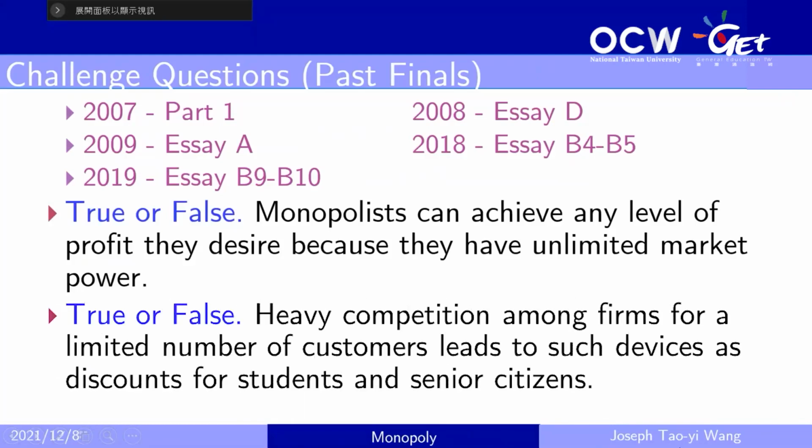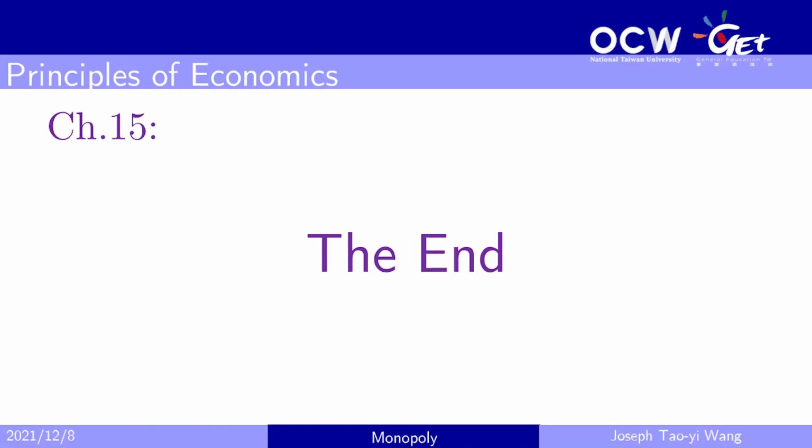Next one, true or false? Heavy competition among firms for a limited number of customers leads to such devices as discounts for students and senior citizens. So the student discounts and senior citizen discounts come from fierce competition among firms. How many of you think this is true? How many of you think this is false? Okay, how many are not sure? So again, the idea here is to think clearly and state, I think this is true, or I think this is false, and here is the reasoning. All right, so this is the end of chapter 15.